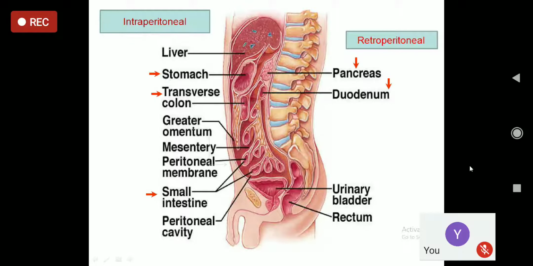So don't be confused between the intraperitoneal and the retroperitoneal structures. Intraperitoneal organs are completely surrounded by the fold of the peritoneum, whereas retroperitoneal organs are covered only in front with the peritoneal lining.